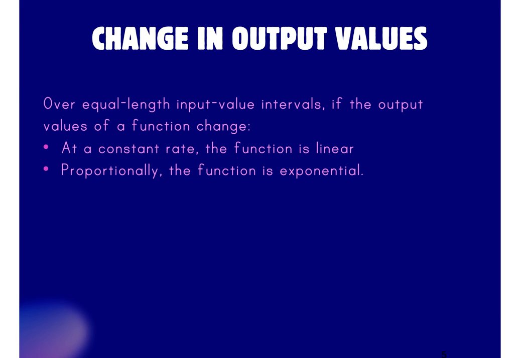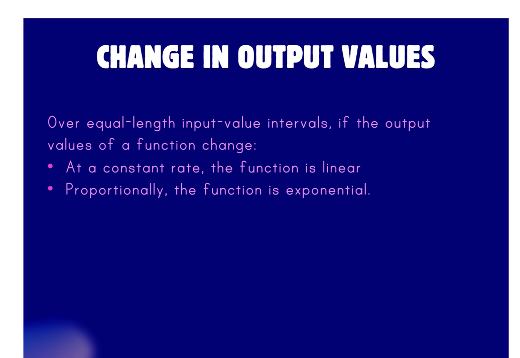All right, change in output values. So if we're talking about our change over equal length input value intervals, meaning I'm going from 0 to 1 and 1 to 2 and 2 to 3, or I'm going from 0 to 2 and 2 to 4 and 4 to 6, like same interval, okay? If the output values of a function change at a constant rate, which means the first difference is the same, then our function is linear. Nothing new there, okay? Here's what's new.